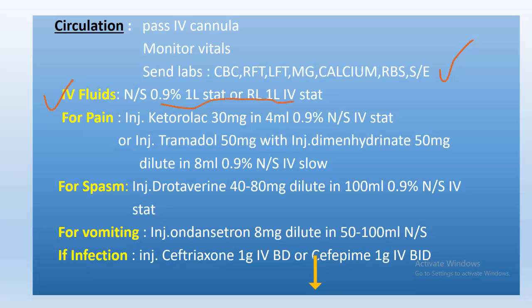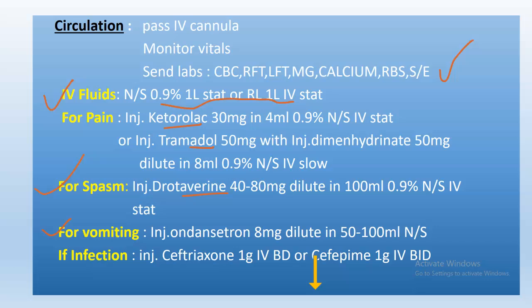The patient will have pain, so we need to manage it with ketorolac or tramadol. And for the spasm, drotaverine can be given. And for vomiting, injection ondansetron 8 mg diluted in 50 to 100 ml can be given.